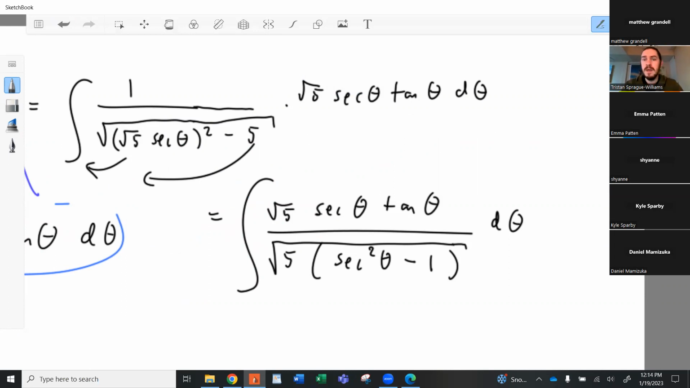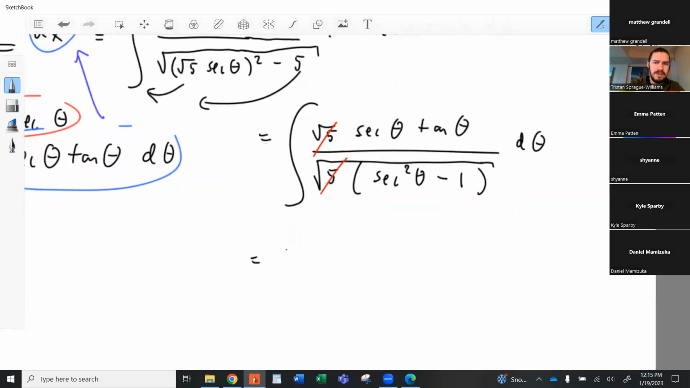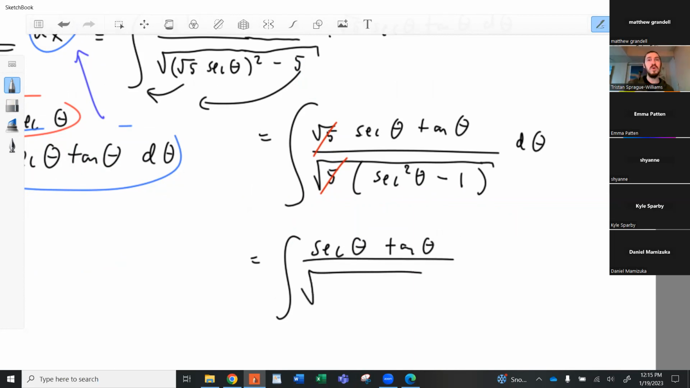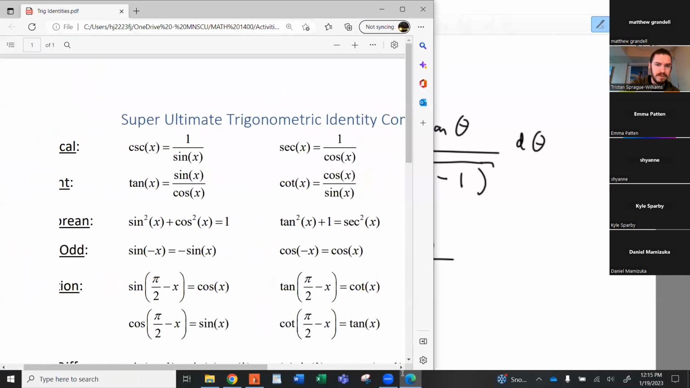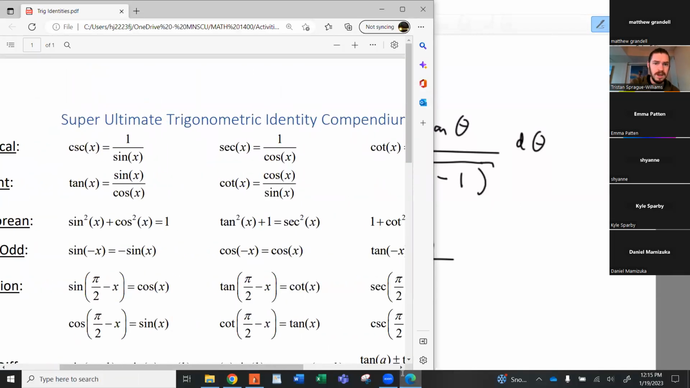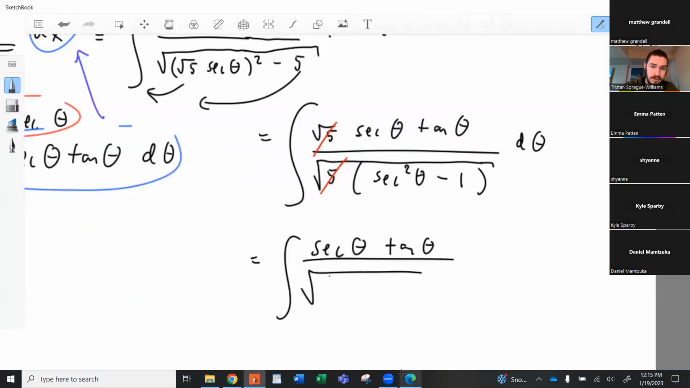It's pretty good. So then you can see there is going to be a cancellation of square roots of 5 here, which is kind of nice. So square roots of 5 are going to cancel out. That's kind of handy. But then we're still left with the following. Secant theta times tangent theta divided by the square root of, and now we can do our substitution with a trigonometric identity. We can say, well, secant squared minus 1, by this version of the Pythagorean identity, is going to be equal to tangent squared. So here we go. And then, of course, that means that in the denominator, the square and the square root can cancel out.